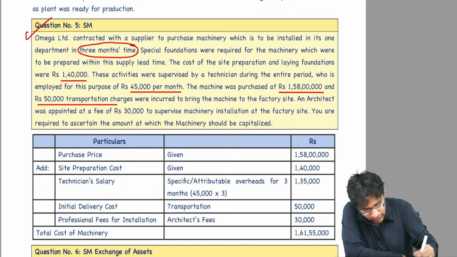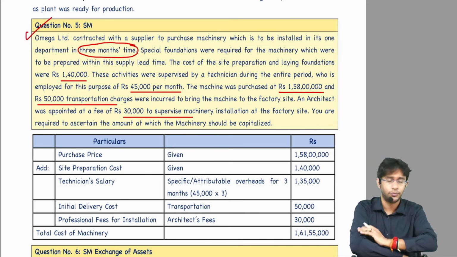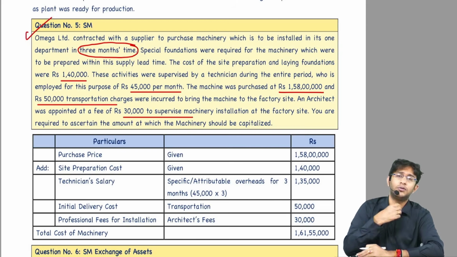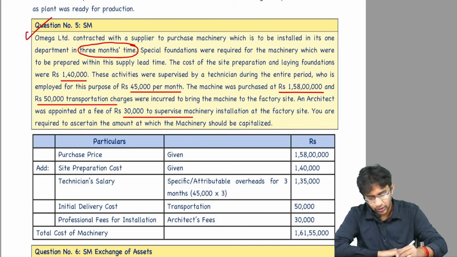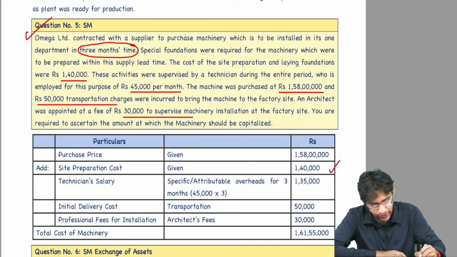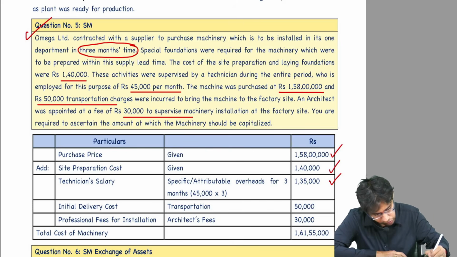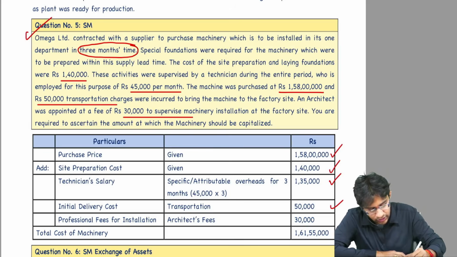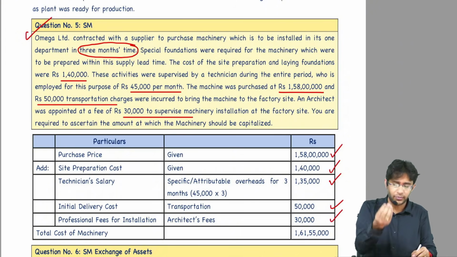Of course, supervision charges also, you will capitalize this. You are required to ascertain the amount at which machinery should be capitalized. In this sum, there is no twist at all. Every number you are able to see in the question, go and add everything. 1,40,000 you have to capitalize for site preparation. 45,000 is the technician's cost; if that fellow is not there, site preparation will not happen, so you have to capitalize that. The machine's cost is the main cost that you have to capitalize. The machine has to be brought into our factory, so the transportation cost. 30,000 supervision, professional supervision. So whatever is given in the question, if you add up every number, the answer is over.